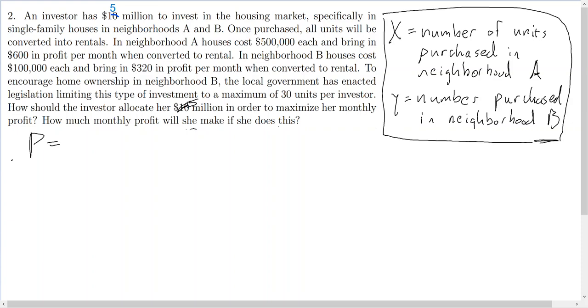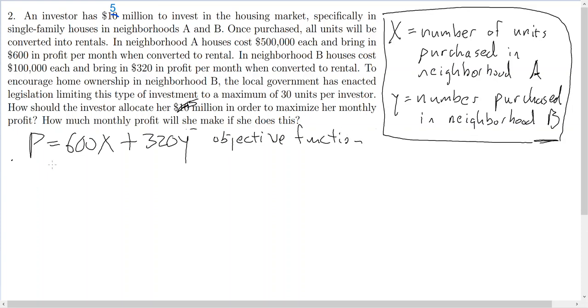Well, it's a per month profit. If she makes $600 per month renting out units in neighborhood A, then 600x is the profit that she makes from neighborhood A. And then likewise 320y is the profit that she makes from neighborhood B once she has determined what X and Y are. And then the total is the total profit. So this is our objective function.